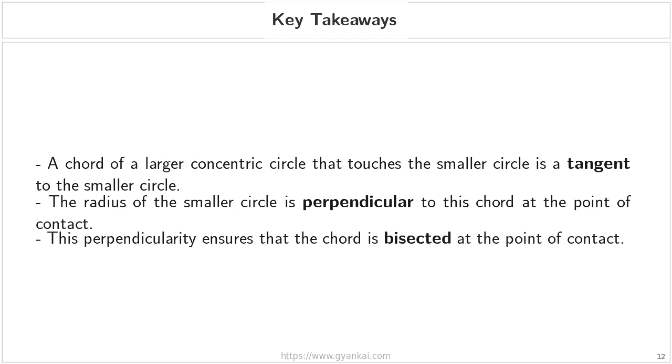Third, because of this perpendicularity, a very helpful property comes into play. The point where the radius meets the chord actually bisects it. This means the point of contact splits our chord into 2 perfectly equal segments.